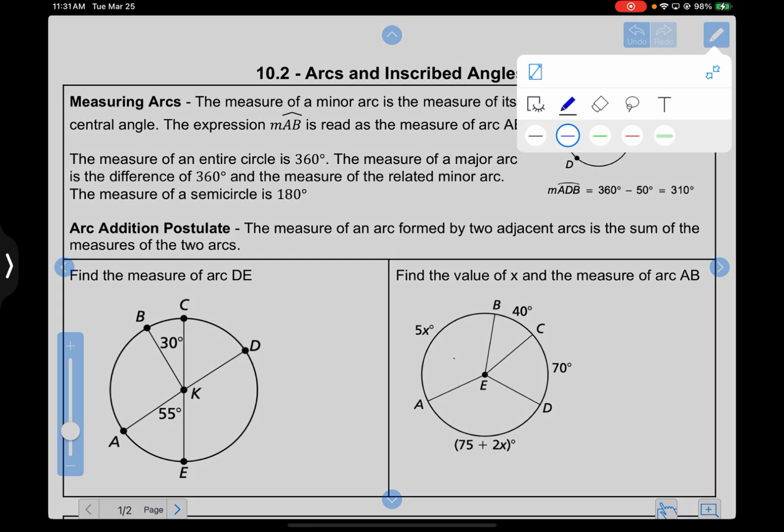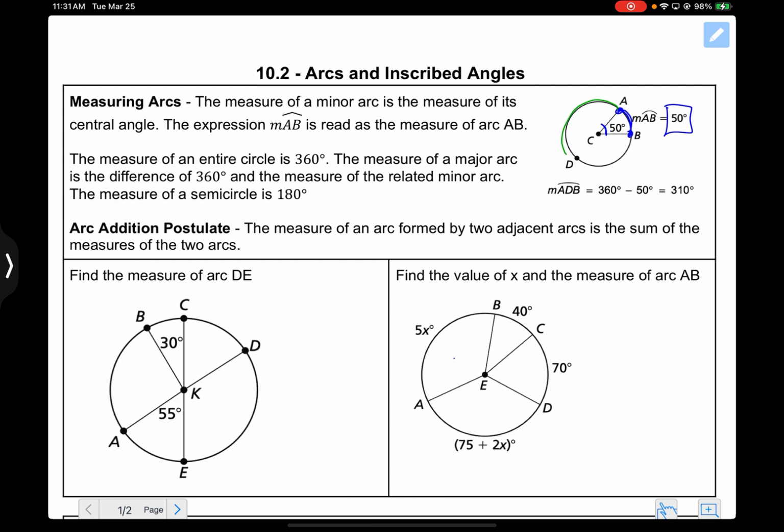Now, if we're looking for a major arc, which is named with 3 letters, we know that the whole circle is going to be 360 degrees. So we're going to take 360, subtract the 50 that we know. And so we know that this angle here is 310 degrees, which means our arc is also 310 degrees. And again, our arc addition postulate just says that we can add any 2 arcs together.